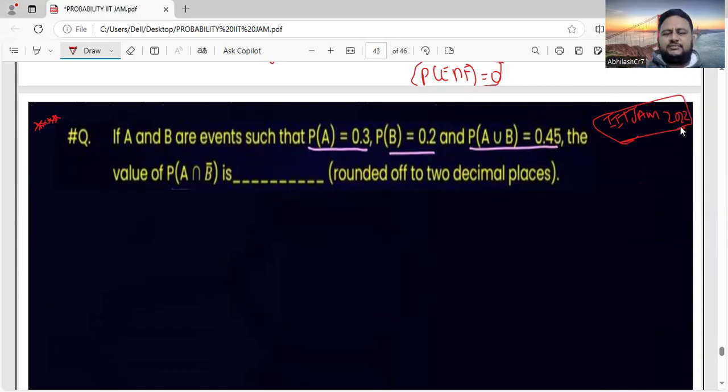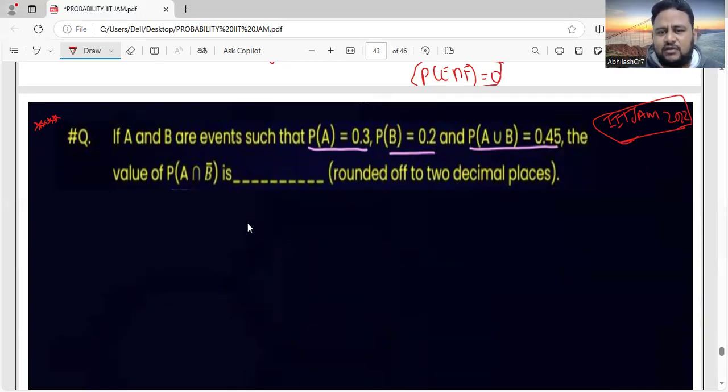So here in this question, read the question carefully. They are saying, if A and B are events such that probability of A is 0.3, probability of B is 0.2 and probability of A union B is 0.4, then the value of probability of A intersection B dash, or B naught, is what they're asking. So we have to find out the probability of A intersection B dash.